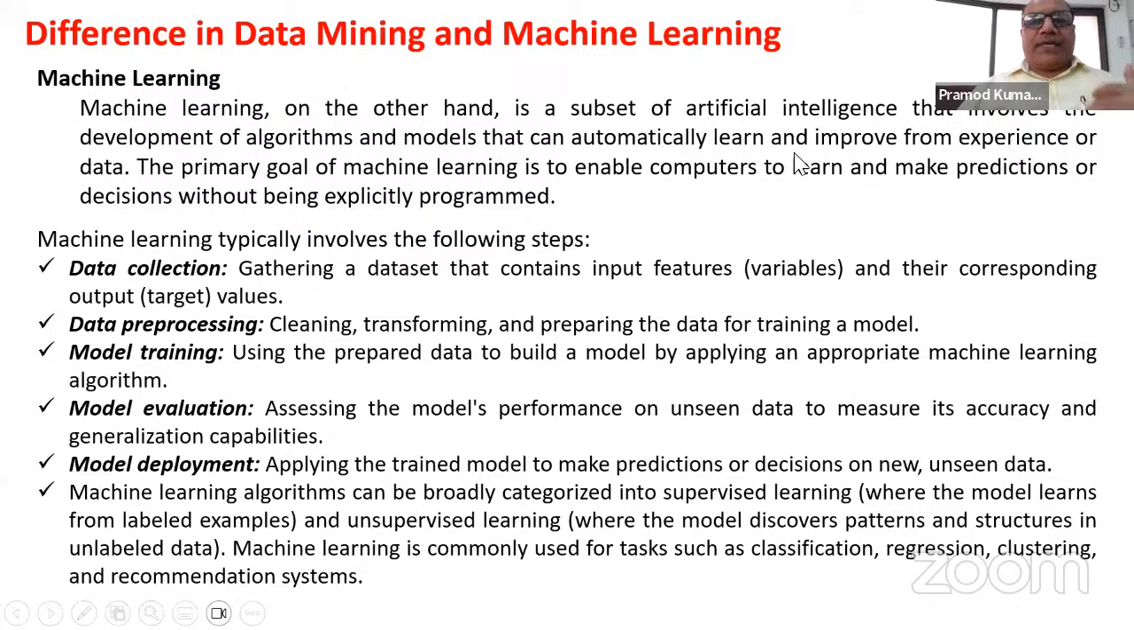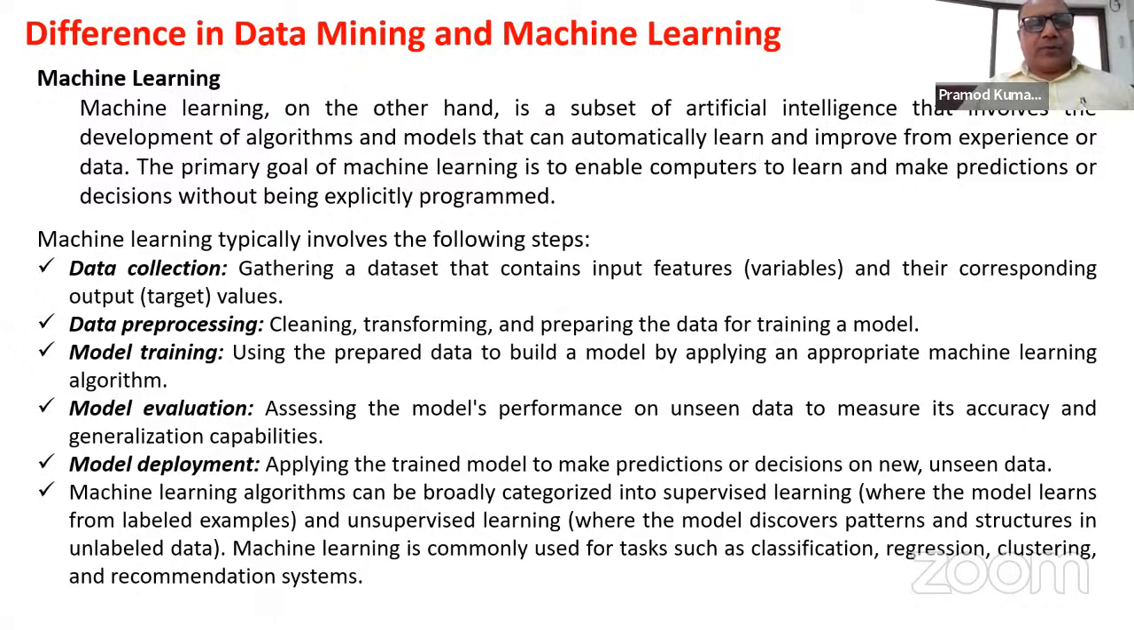So it also plays with the data, and here also the main crux is the data. In the case of data mining, also the main crux is the data, because we are playing with the data, whether it's machine learning or data mining. Machine learning typically involves the following steps. What are the typical steps in machine learning? The data collection: gathering a data set that contains the input features and their corresponding output target values. So we need to know about the data. The data is there in data mining also. This step was not written there, but it doesn't mean that we are playing in the air.